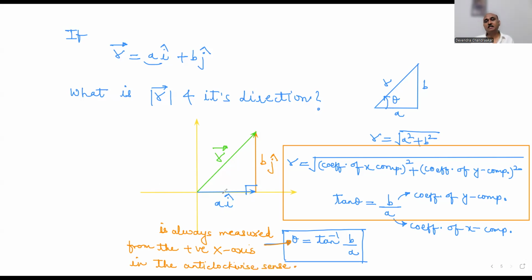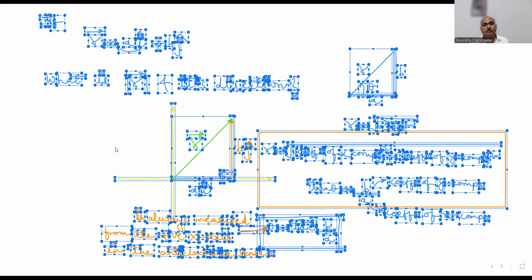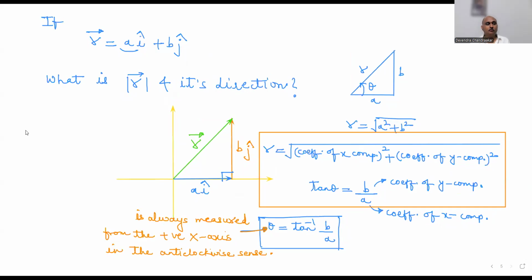See, clockwise and anti-clockwise are not directions, they are sense of rotation. So whenever a vector is written in the format of its x and y component, whenever a vector is shown as a sum of its x and y component, you find its magnitude and direction like this. And the direction is always measured from positive x-axis in anti-clockwise sense. I'll show you one example.